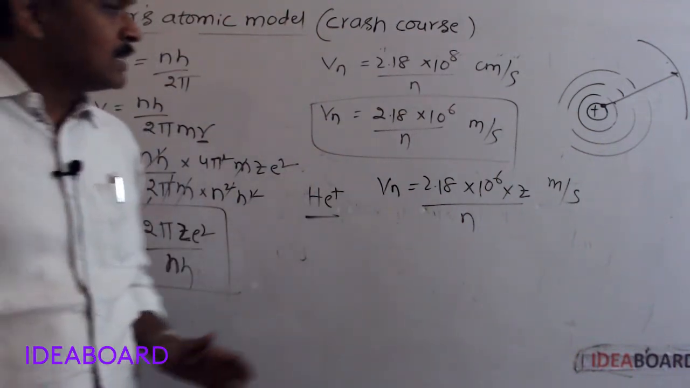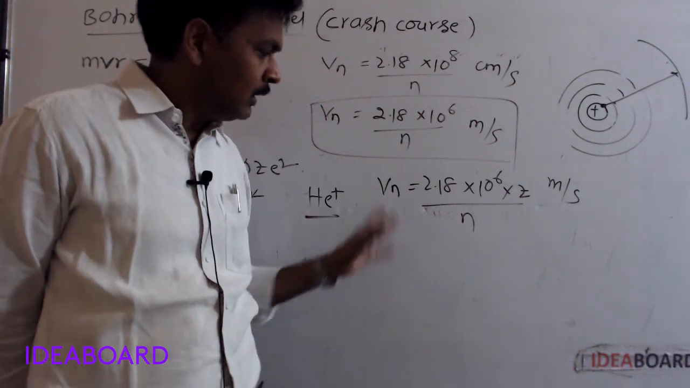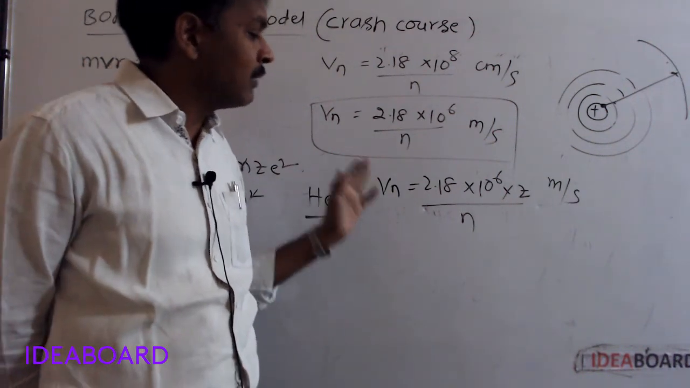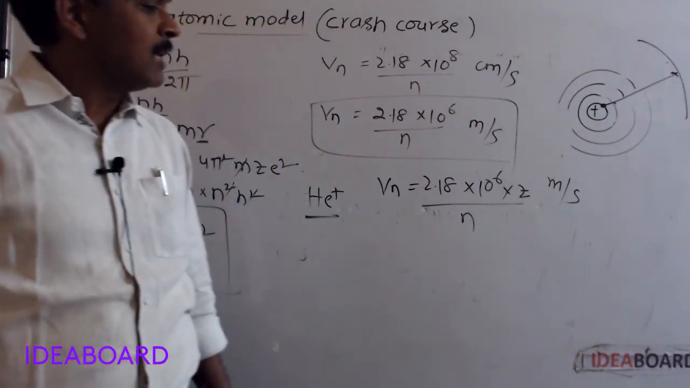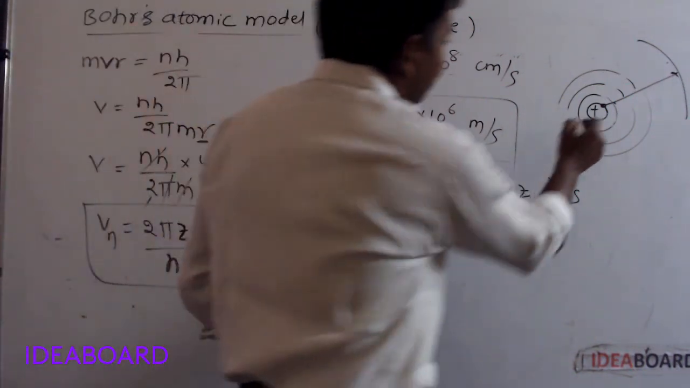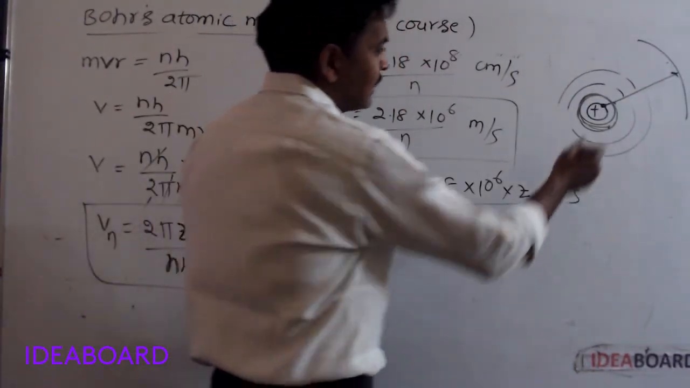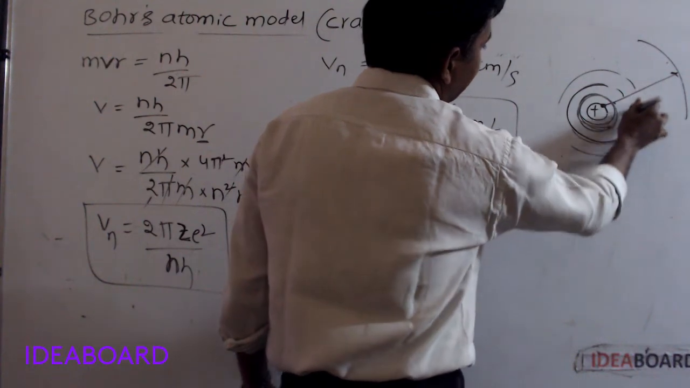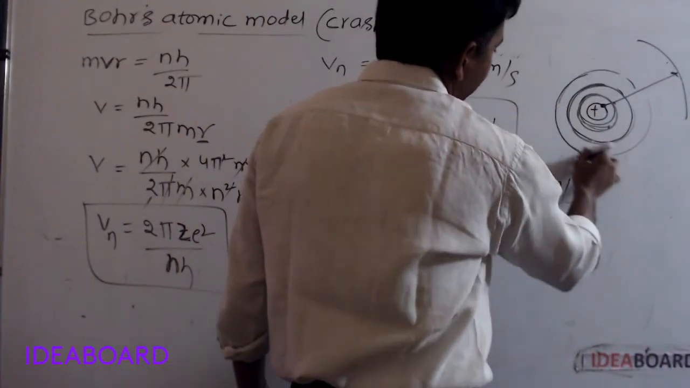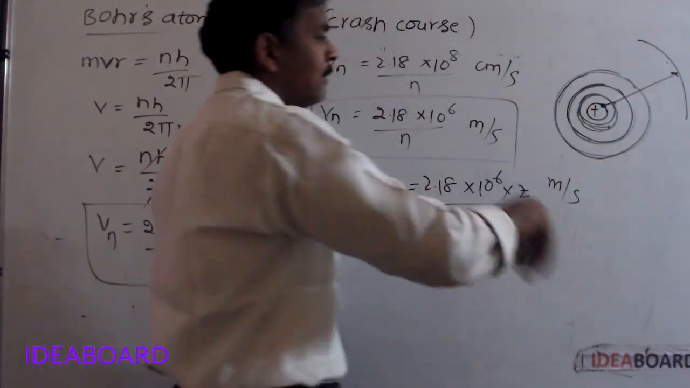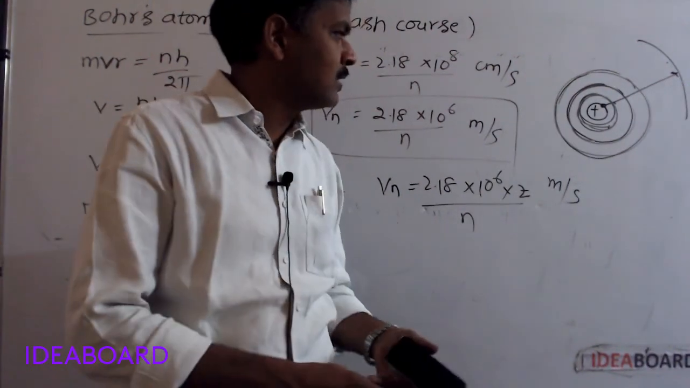That means the velocity of the electron revolving in the first orbit of hydrogen is equal to the velocity of the electron revolving in the second orbit of He plus. Similarly, it is equal to the velocity of the electron revolving in the third orbit of Li plus 2. As n value increases, the velocity of the electron also decreases.